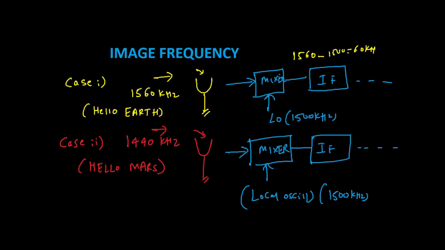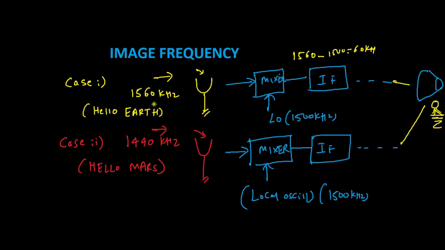So let me make a loudspeaker here. This is my loudspeaker. A person is sitting here listening to the radio. It is the same person. We have only one radio at home, so we cannot have two things. So there is a person sitting, he is listening to the radio.